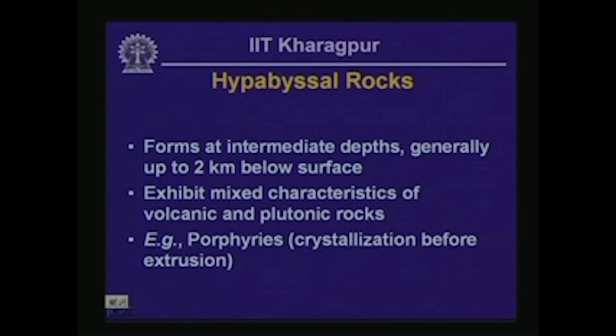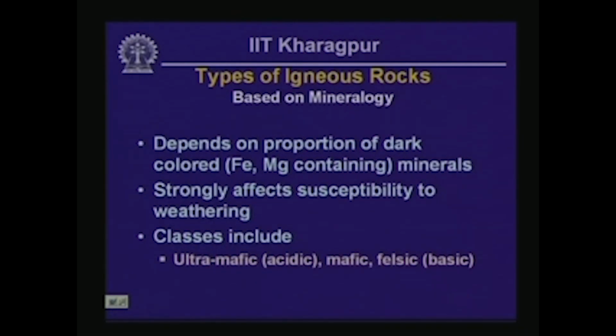So, they exhibit intermediate crystal formation, an intermediate proportion of crystalline material within the mass. Examples of this type of rock include porphyries, and we will see what the different textures involved with these types of rock are as we proceed through this lesson in one of the later slides. But before that, we consider the types of igneous rocks based on their mineralogical composition.